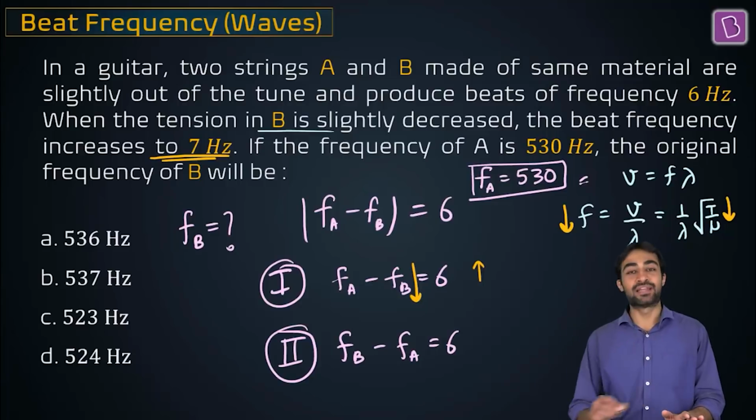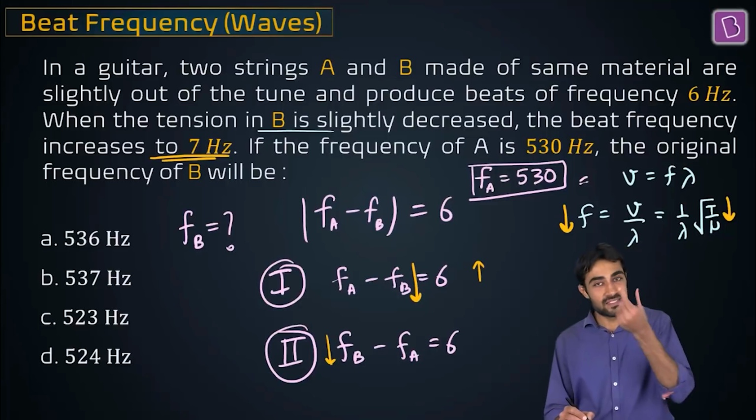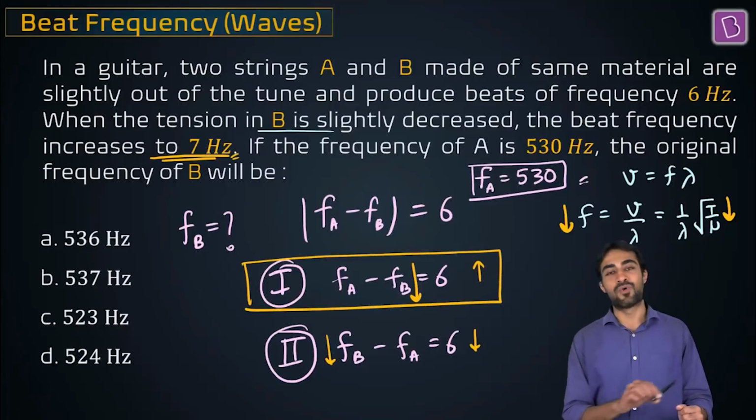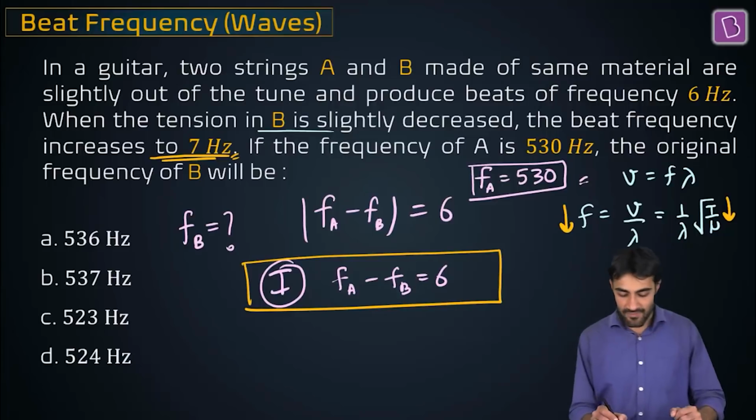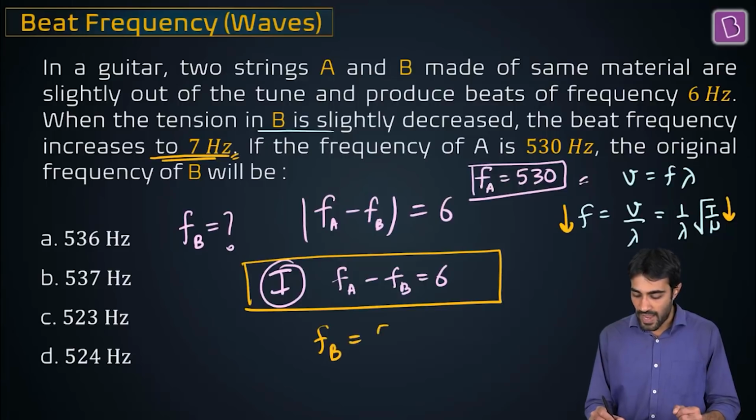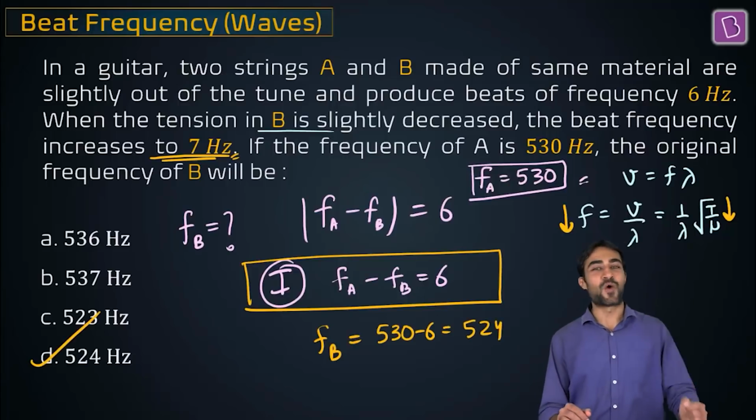And this cannot happen in case 2. If we decrease FB in this case, then FB minus FA, this difference will actually decrease. So beat frequency should decrease. But in our question, it is said that the beat frequency is increasing. So we can only and only take case one. Okay? Yes. Now, what shall be our answer when we take the first case? We can see when we put FA is equals to 530, FB is coming out to be 530 minus 6, that is 524. So option D is the right answer for this question.